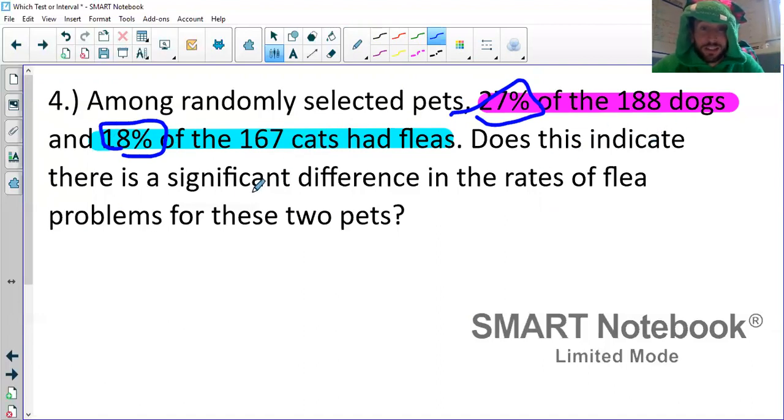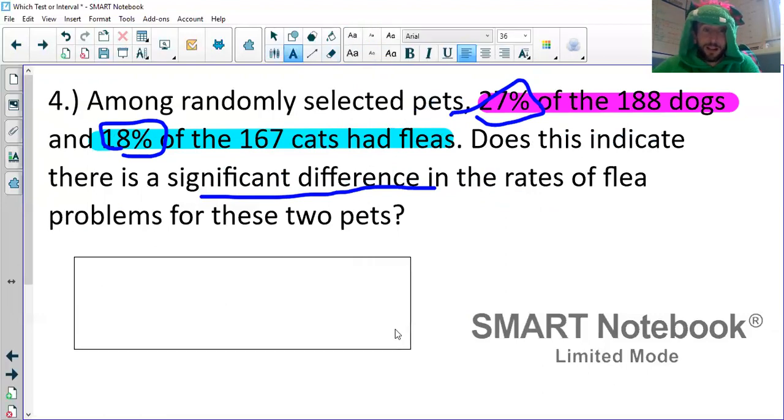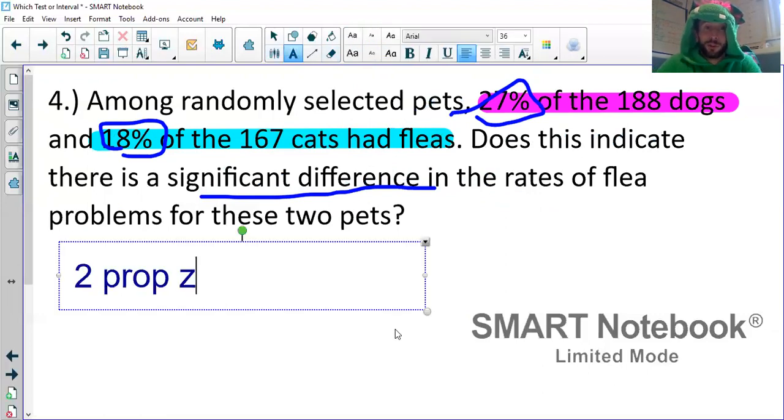We want to know if there's a significant difference in the rates of flea problems. We're not estimating the difference. We just want to know if there's a difference. And so this is going to be our pal, the 2 proportion Z test. Right? 2 samples, cats and dogs, percentages, proportions, same thing. So 2 prop Z test.